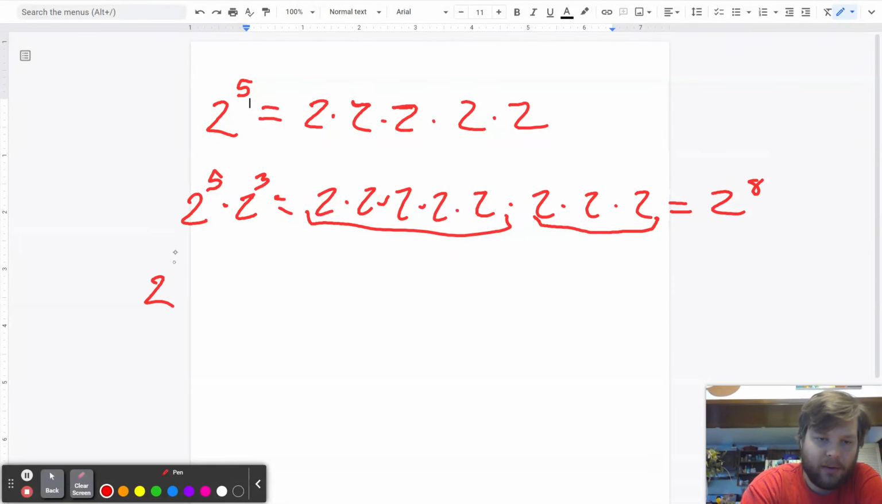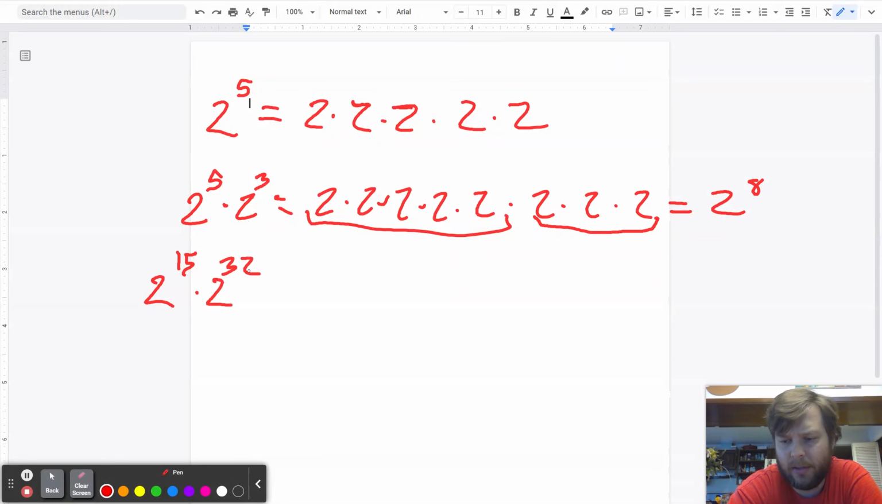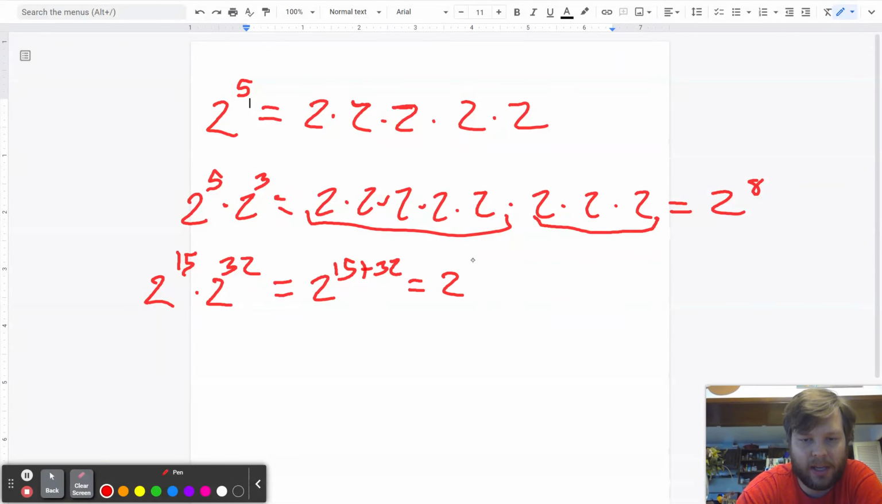This can get really annoying if I asked you to do 2 to the 15th times 2 to the 32nd. Nobody wants to watch a YouTube video where I write out all those 2's. And so you start looking for a shortcut. Well, if I write out 15 of them and then 32 more of them, I can just add them together as a shortcut. That's how many they're going to be total, leaving me with, I guess, 47 of them.